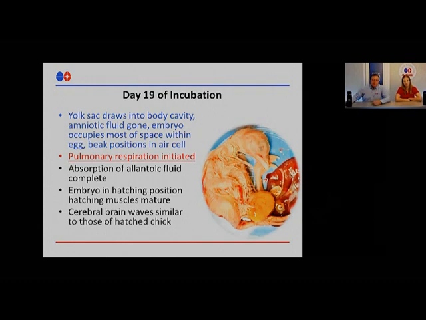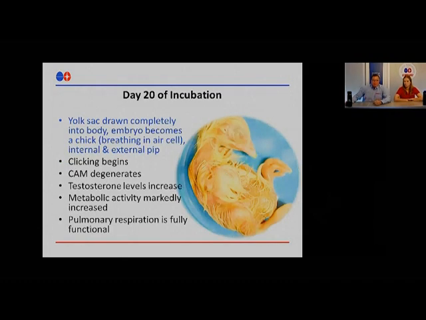Day 19, we have pulmonary respiration. It's initiated. That is when that chick pips into the air cell. As soon as he does that, that's when that pulmonary respiration begins. That is our second peak in embryo mortality, when pulmonary respiration is supposed to be initiated at 19 days. They pip into that air cell, and all of a sudden they're supposed to take that first breath, kind of like the baby, they try and take that breath to get going. If it tries to take that breath and it doesn't work, something malfunctioned along the way, we're going to have some embryo loss. And we see that there's a peak in embryo loss when pulmonary respiration is initiated, 19 days.